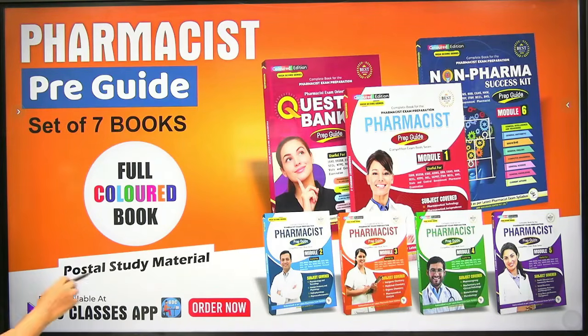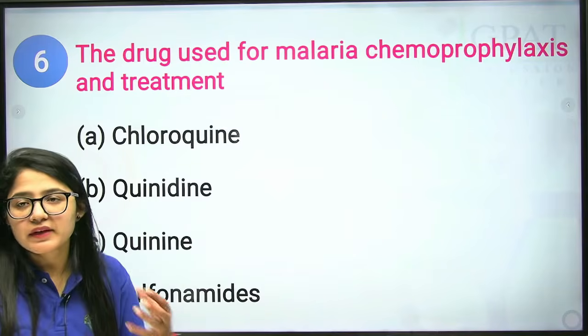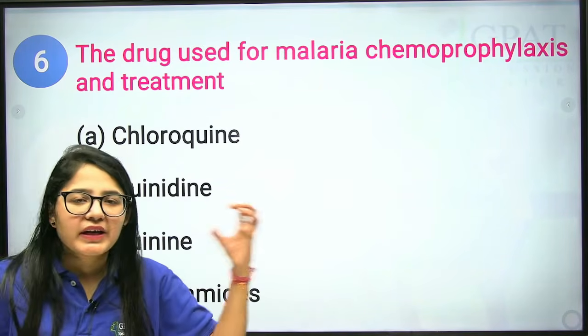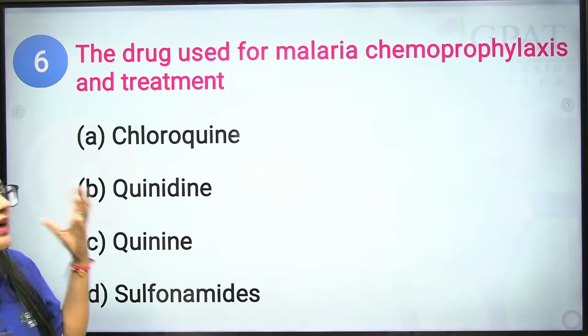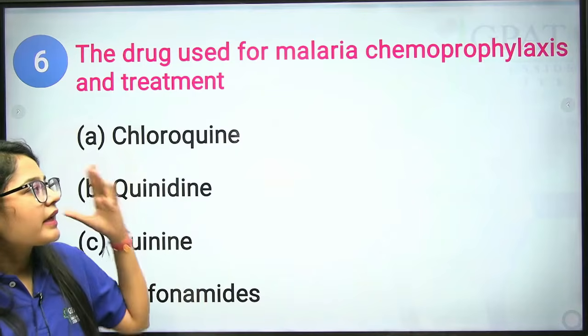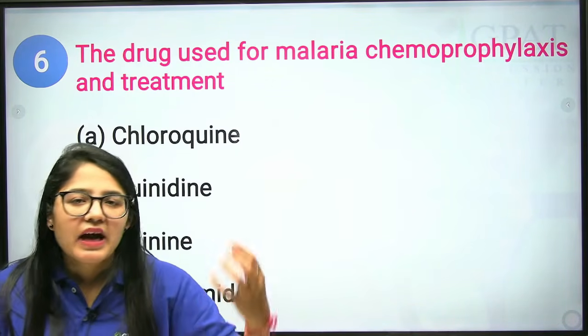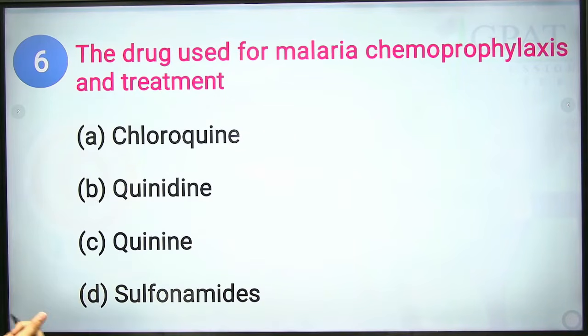The next question is: the drug used for malaria chemoprophylaxis and treatment. Okay, there is a difference between these two words. Treatment is when, after infection, you are using medicine to treat the disease. But what is chemoprophylaxis? Chemoprophylaxis means prevention before getting malaria. Clear?